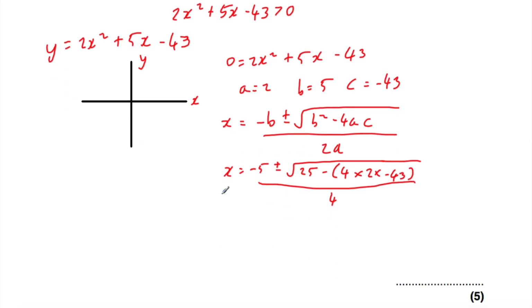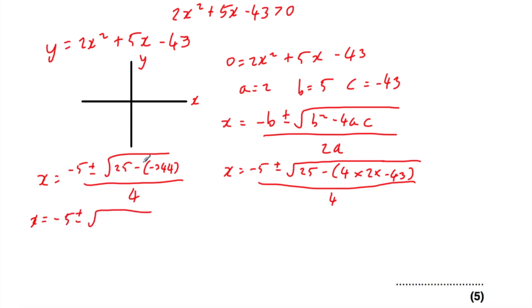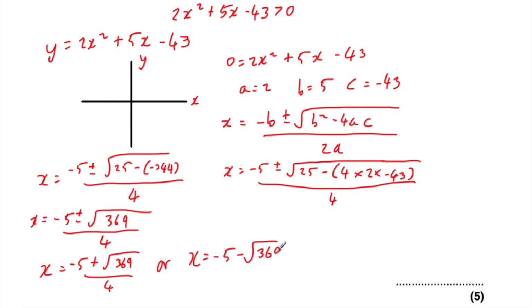Okay, now let's work this out. We've got x equals negative 5 plus or minus the square root of 25 minus, and now let's work out what goes inside the bracket. 4 times 2 times minus 43 is equal to minus 344, close brackets, all divided by 4. So x equals negative 5 plus or minus the square root of 25 minus minus, so 25 plus 344, which is 369, all divided by 4. That means x equals negative 5 plus the square root of 369 divided by 4, or x equals negative 5 minus the square root of 369 divided by 4.